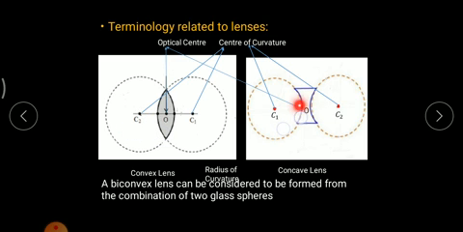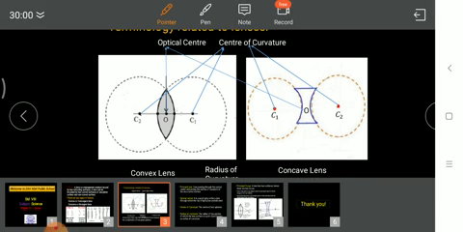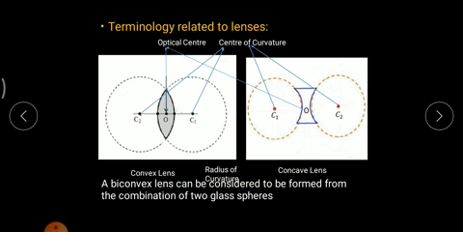Same thing is happening over here. The distance between the optical center of this concave lens and C1 is the radius of curvature. So this distance is the radius of curvature for this refracting surface, and for this refracting surface I have another radius of curvature.